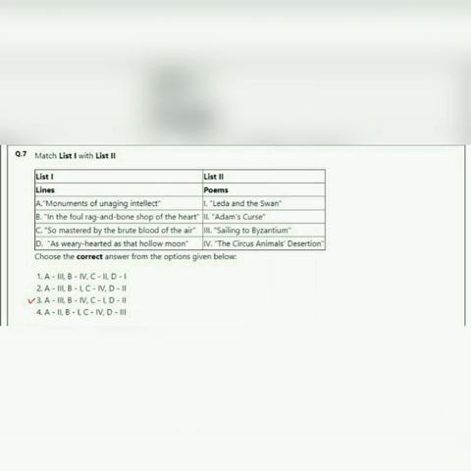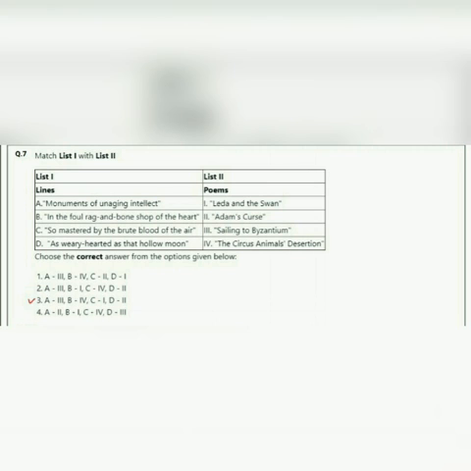Now, the second line, "in the foul rag and bone shop of the heart." This line is taken from the poem The Circus Animals' Desertion. This is again a poem by W.B. Yeats, which was written in 1939. In this poem, the speaker is searching desperately for a theme, perhaps an idea, inspiration, or central meaning that will allow him to understand all that has happened to him in his life and that will inspire him to write.